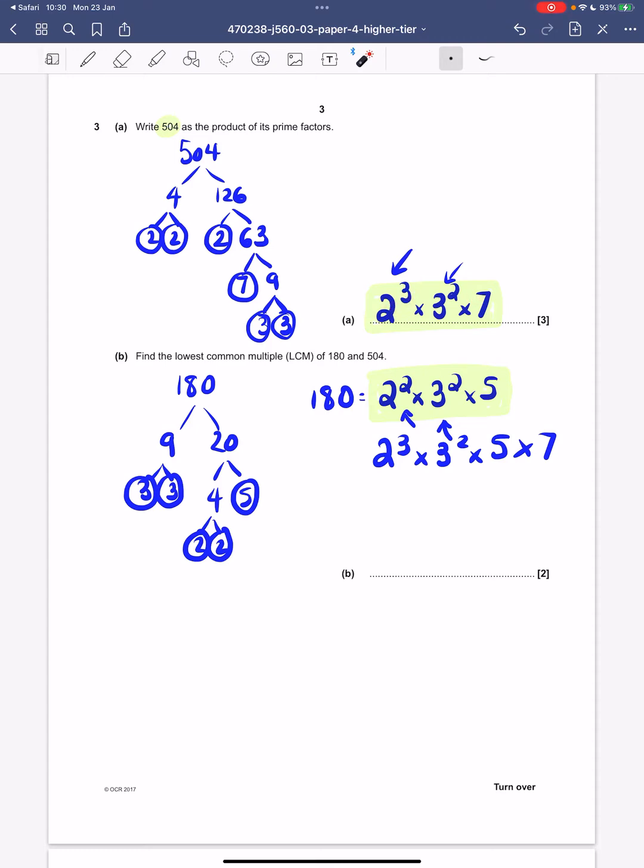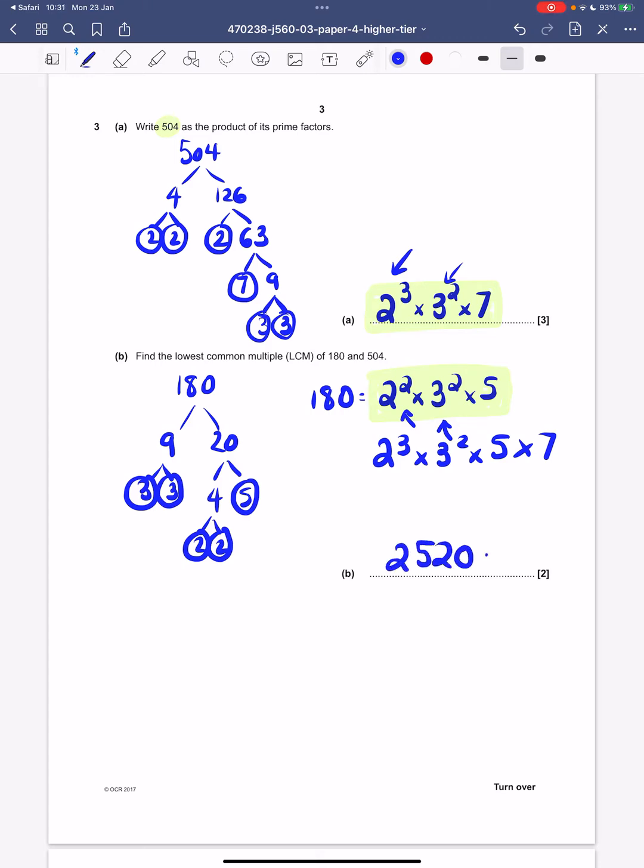So the highest power for 2 is 3. The highest power of the 3's is squared. 5 to the power 1 and 7 to the power 1. Okay, so the lowest common multiple, you've got to pick the highest power of each prime. Okay, and so on the calculator now, I'm going to do 2 cubed times 3 squared times 5 times 7. I've done that wrong. 2 cubed times 3 squared times 5 times 7. 2,520.